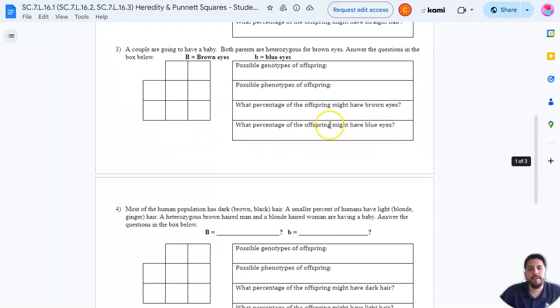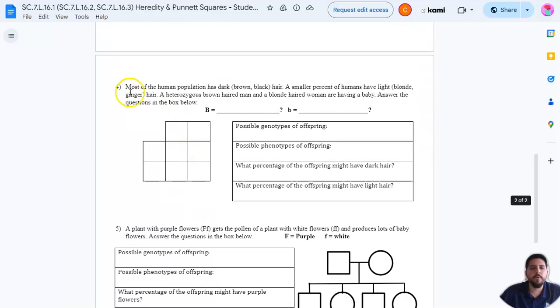Number 4, and then obviously answer the questions. Number 4 says most of the human population has dark hair. A smaller percent of humans have light hair. A heterozygous brown-haired man and a blonde-haired woman are having a baby. Answer the questions in the box below.